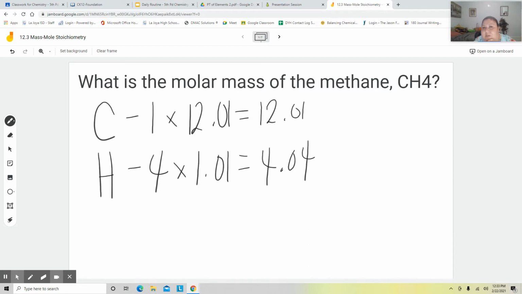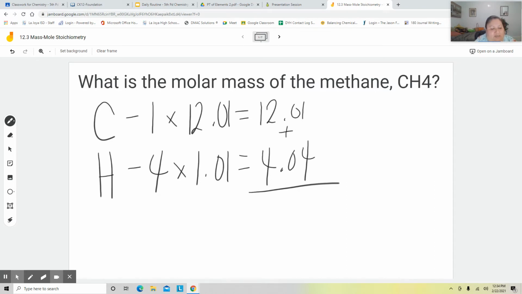I hope the rest of you guys are following along. And remember, the final step in doing molar mass is to always add them up. 12.01 plus 4.04. That's easy math. What would it give me? What would it give me, Oscar? What would it give me, Mario, Galexia, Jeremiah? What's my total?